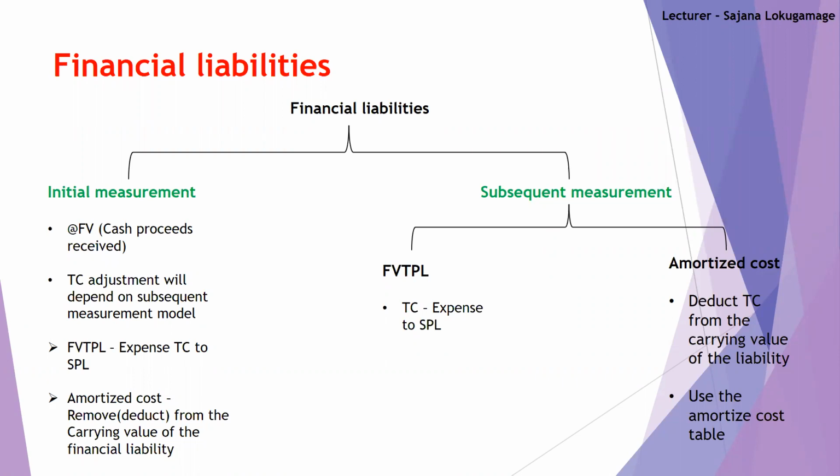So what is a financial liability? A financial liability is a contractual obligation to deliver cash. For example, you have payables, issued loan notes, issued debentures. Those are financial liabilities, right?